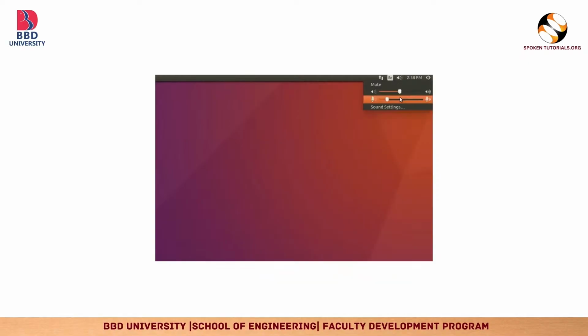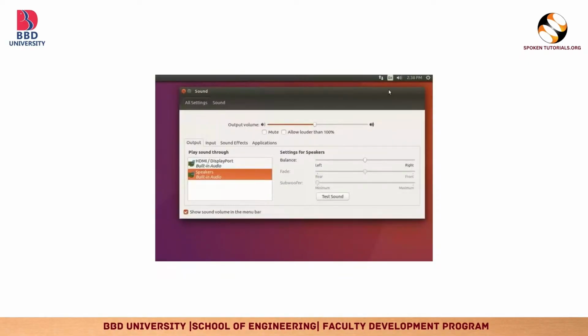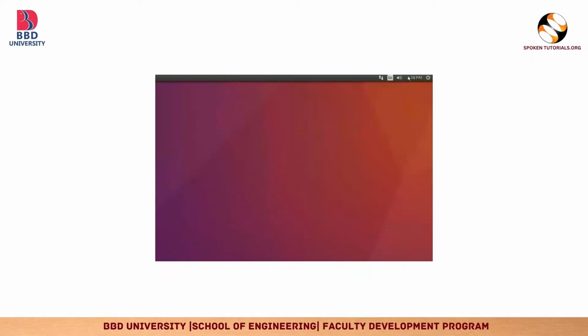Next icon is that of sound. You can see a slider here. This helps us to increase or decrease the audio level as per our choice. We can further adjust the sound level of our system by clicking on Sound Settings. Explore the settings in this window on your own.